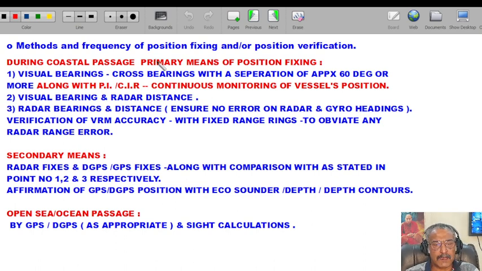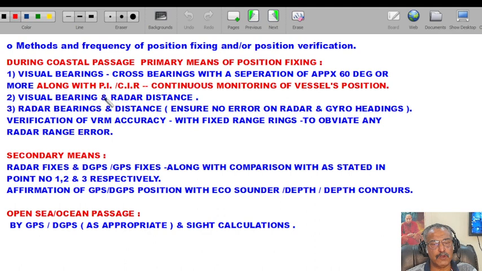So during coastal passage, the primary means of position fixing is visual bearings, cross bearings with a separation of approximately 60 degrees or more, because once you have more than 60 degrees separation, you get a good cut, otherwise you may get a cocked hat. Along with the PI and cross index ranges for continuous monitoring of the vessel's position. So you can take 2 or 3 bearings, approximately 60 odd degrees separation between them, and at the same time you do the PI. So you have a kind of 100% redundancy as far as your position fixing is concerned. This is for the coastal passage.